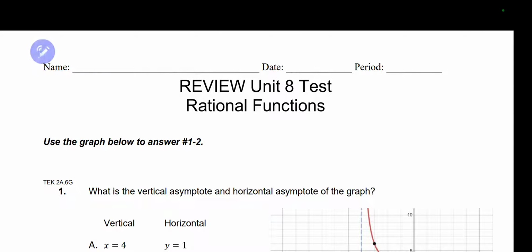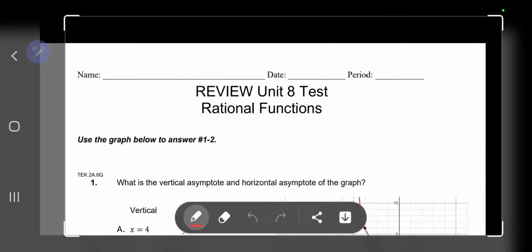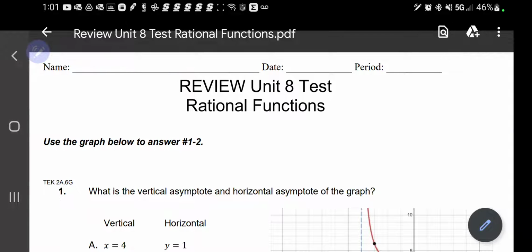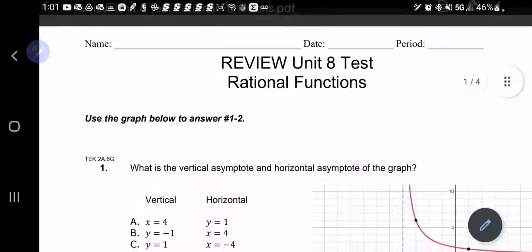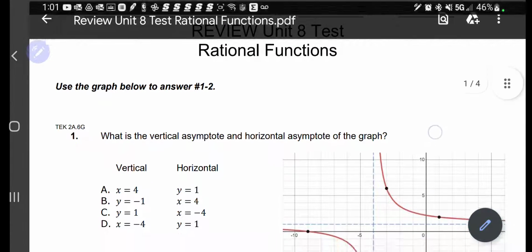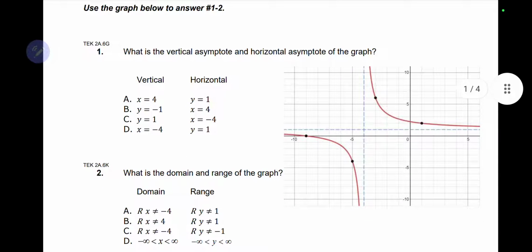Alright, so we're going to do our best to do this, and I'm doing this from my phone, so let's see if I can write on this. Yes, there we go. Okay, well, here we go.